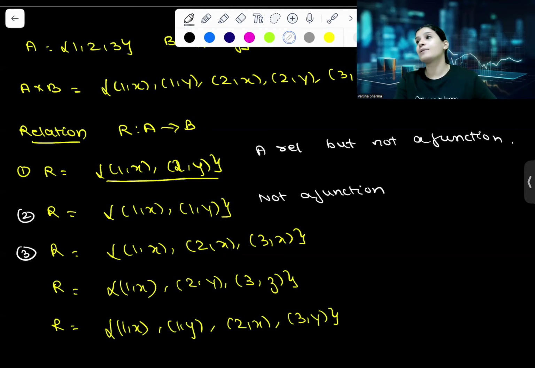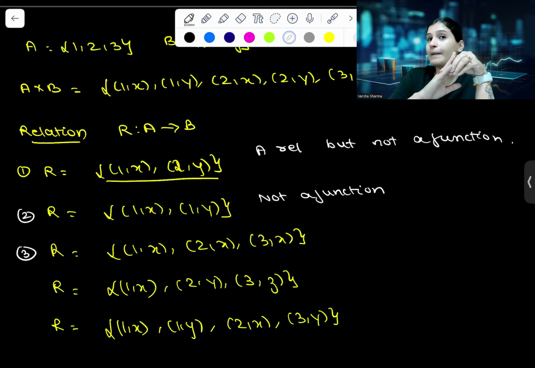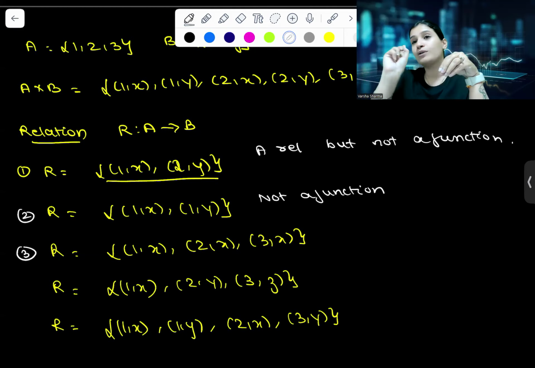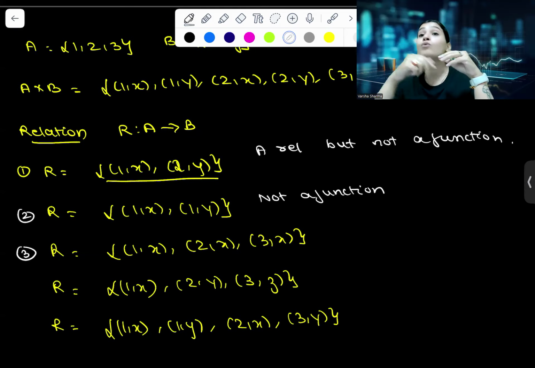Again, this condition is about the first set. Everything that we say in the definition of function is about the first set. None of the elements of the first set has to be left unpaired, and none of the elements of the first set can go to two different places. One has to be paired, I don't care with whom, but only with one. Two has to be paired, anyone, but only once. Three has to be paired, but only with one. Whom? I don't care.